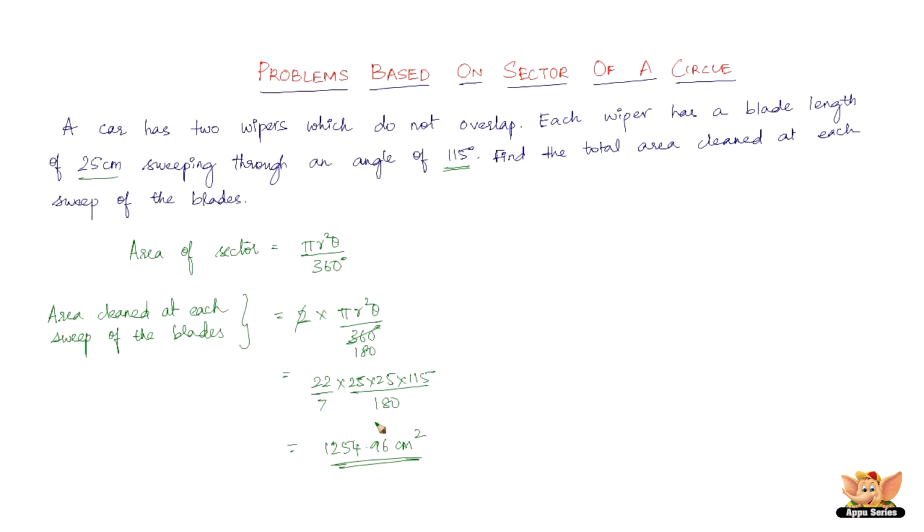So this is a very easy fundamental problem, just that it is given in the form of a car having two wipers. So that's all this is. So let's quickly solve another problem before we end this video.